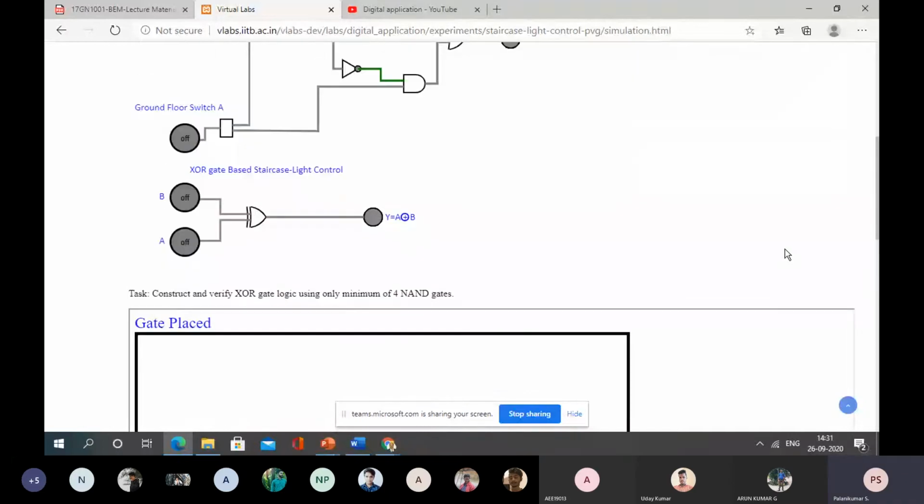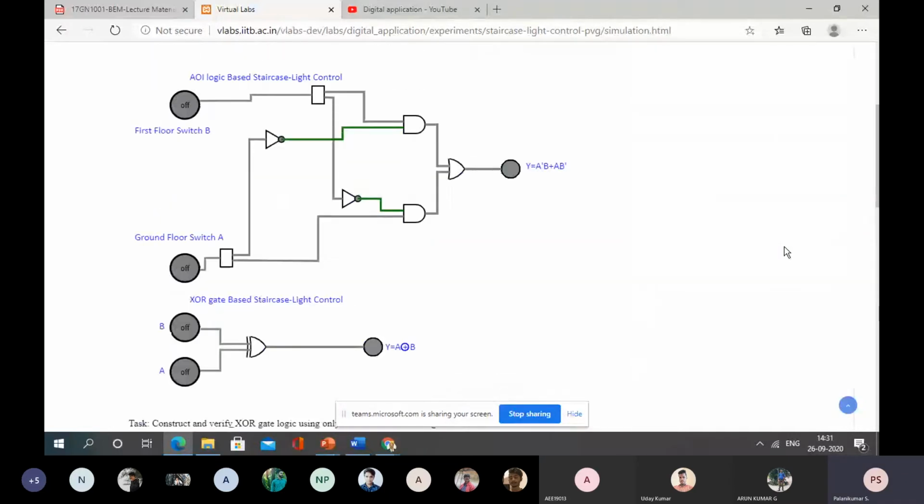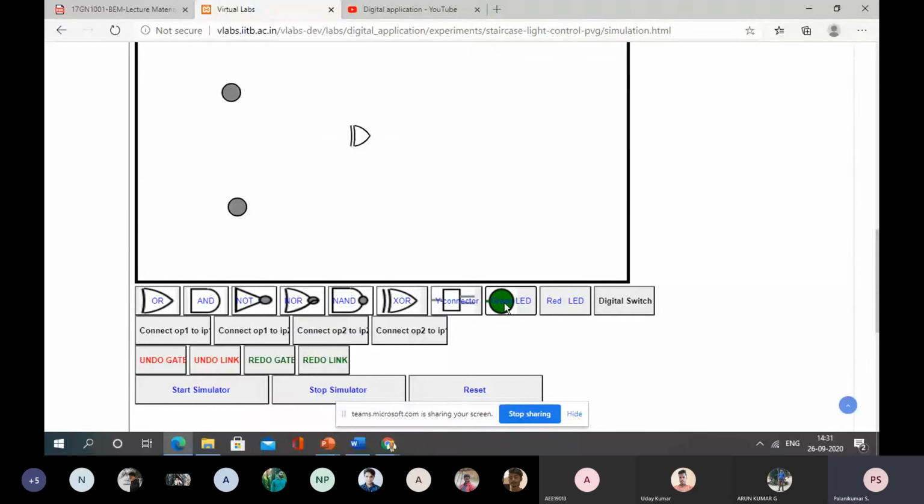Now another one, I need an LED. Okay, another, I need an LED. So here I am connecting one LED. LED is there. Okay. Now this is the input. Okay, this is the output. So this is the output.